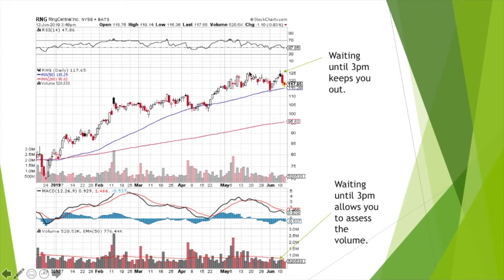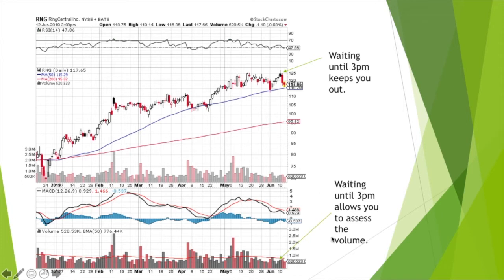Ring, same thing here. You see the black candle goes way above 125. Some people will think, oh, I'm buying it, it's looking great. They're buying it at 126 or so. Before they know it, by the end of the day, it's closing underneath the pivot point, 125, and the next few days it heads lower. So when you wait till 3 p.m., it allows you to assess the volume as well.